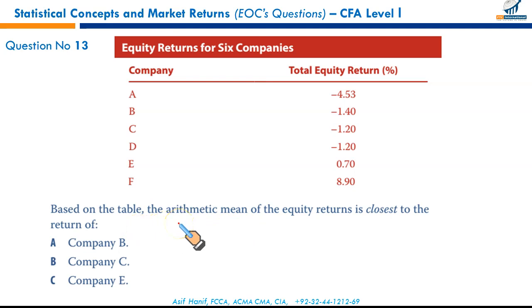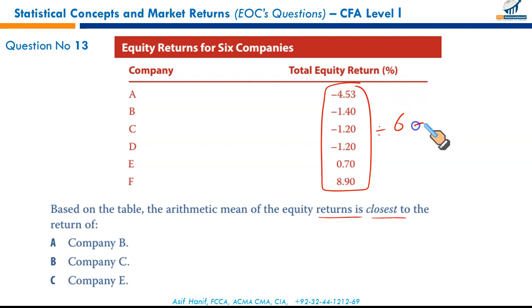Based on the table, the arithmetic mean of the equity returns is closest to. We have been given the equity returns of 6 companies A, B, C, D, E, F. We have to calculate the arithmetic mean, and that means you simply have to add these all up and divide by the number of observations. It will give you negative 4.53, negative 1.4, negative 1.2, and the result is positive 0.2116. This is your mean.